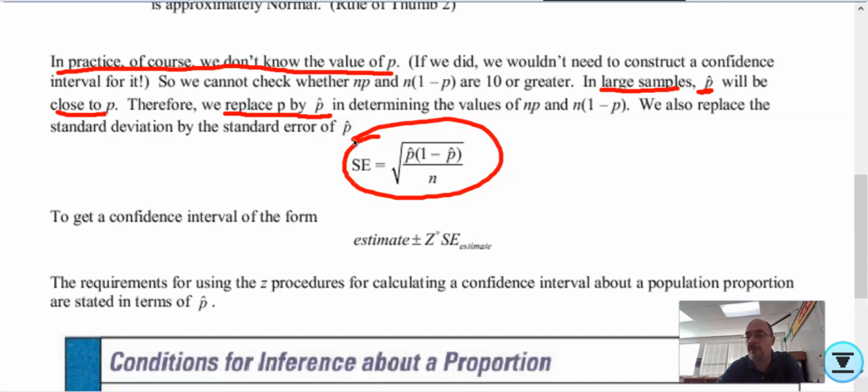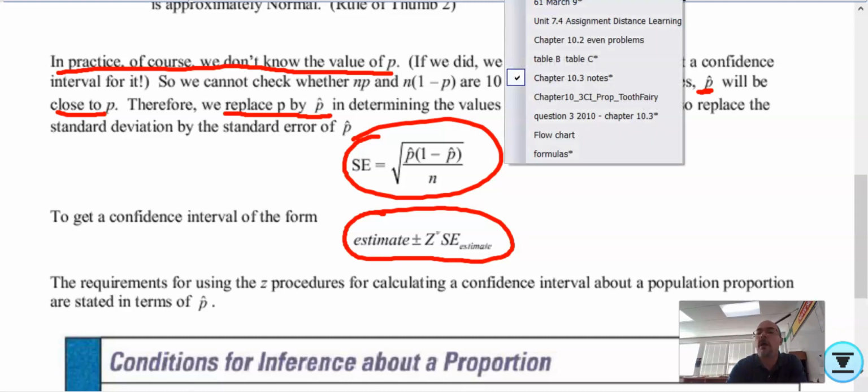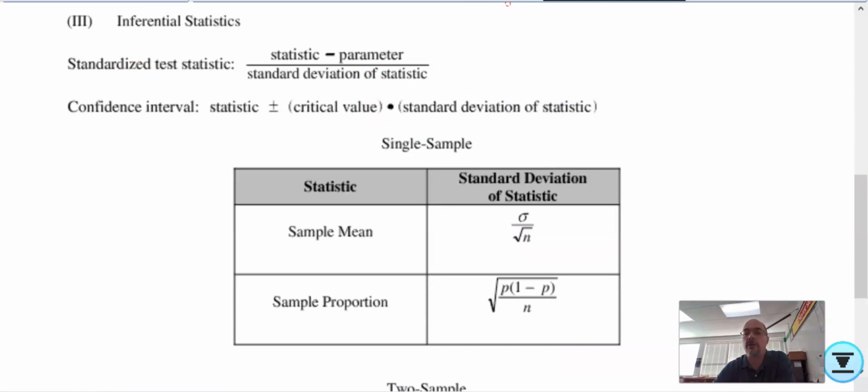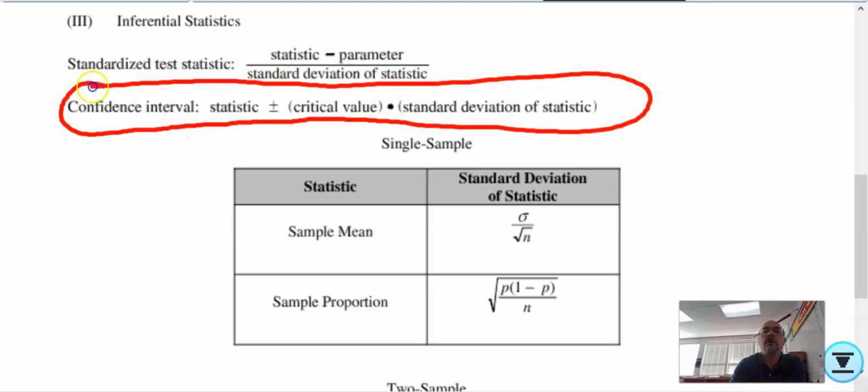Okay, so notice, ladies and gentlemen, we will be using P hat inside that. To get the confidence interval, we use the estimate plus or minus the critical value times the standard error. Okay, and remember, the Z star times the standard error is our margin of error. Let me just quickly pull up, ladies and gentlemen, the formula chart. So again, right here is our confidence interval. We've got our statistic plus or minus the critical value, times the standard deviation of the statistic.